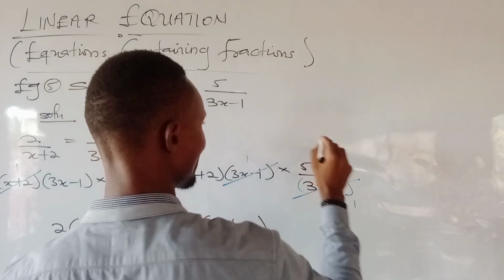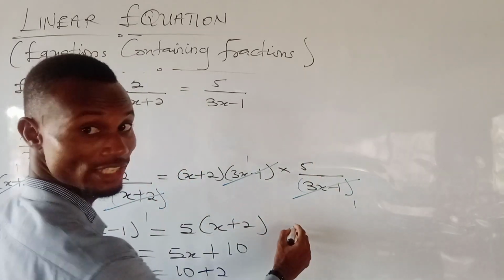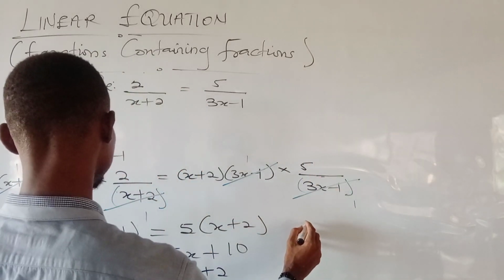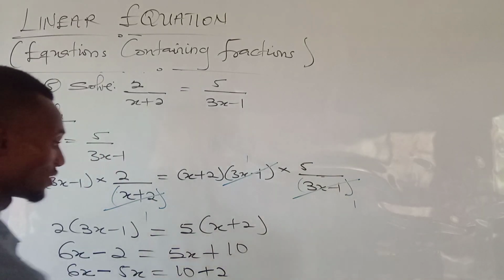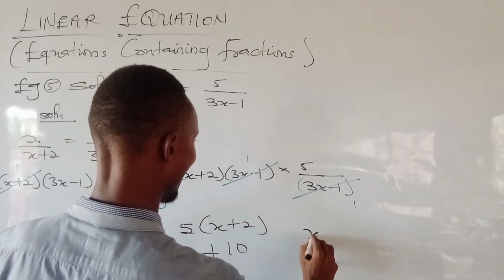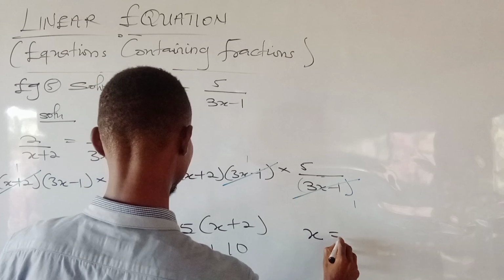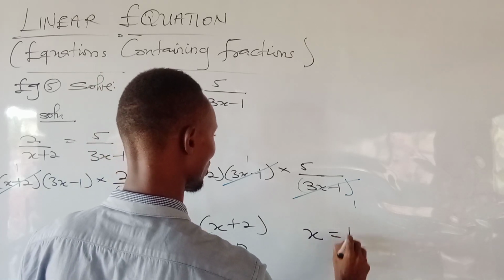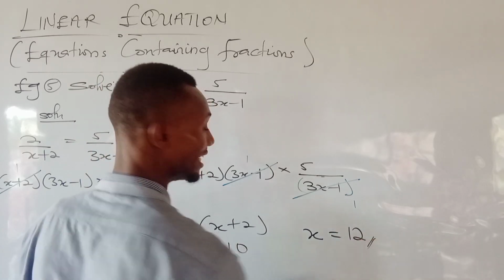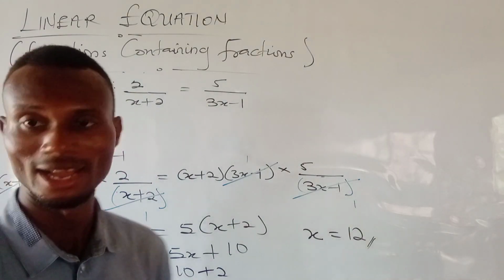Let me continue from here. I think you can see it from this side. So 6s minus 5s gives me s. So I have s equals 10 plus 2, which gives me 12, so s equals 12. Now this is my final answer.